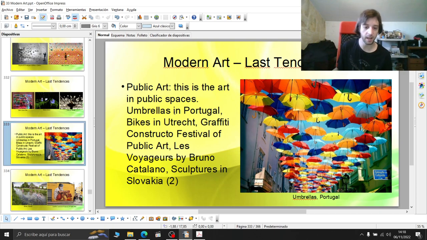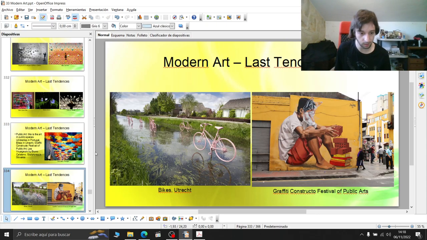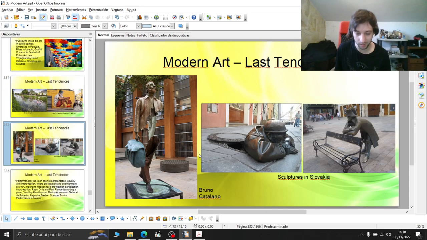Public art, this is the art in public spaces. Just that, art in public spaces. Here you see, the coolest is this one, the sculptures in the street.